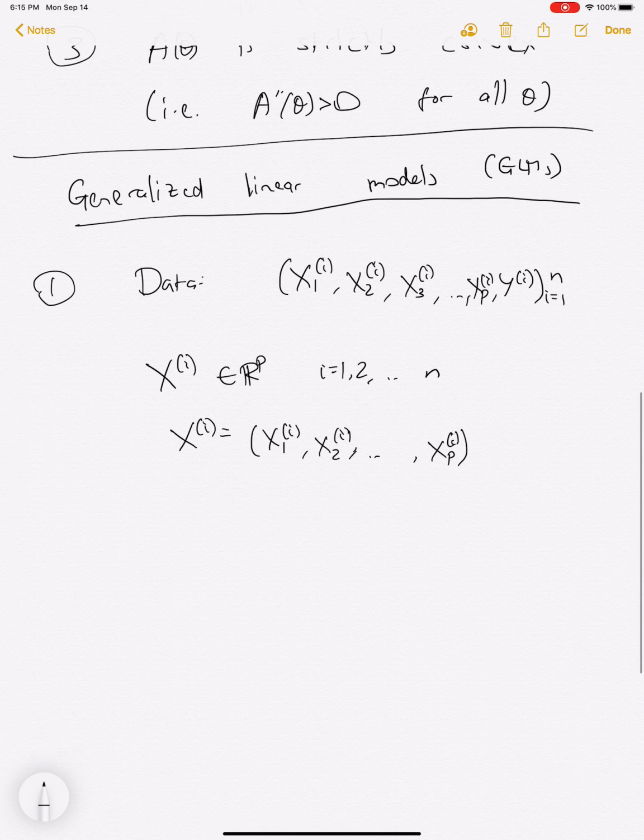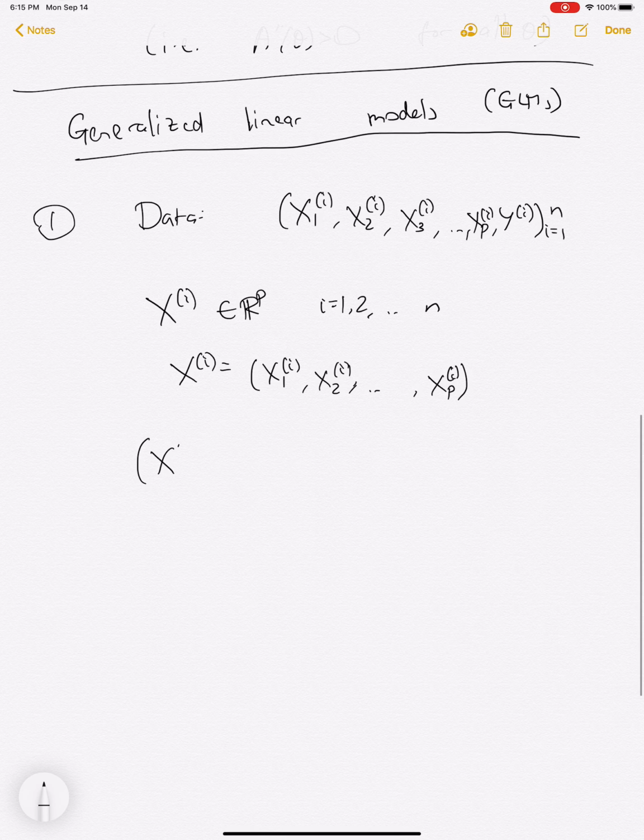Okay, and so you can think of your data as pairs x i, y i, where x i is in R to the p and y i is in R, and you repeat this n times.